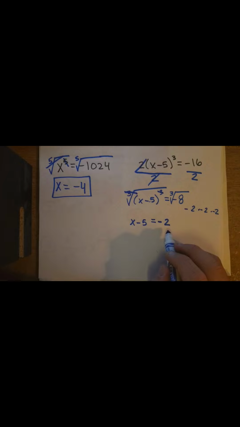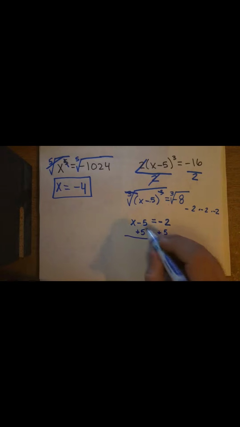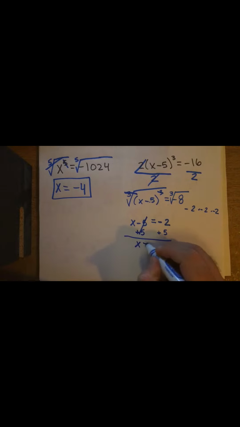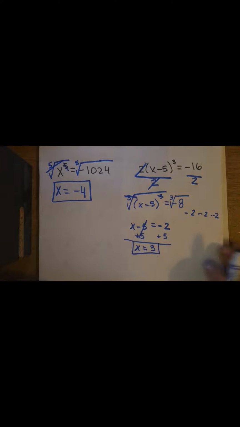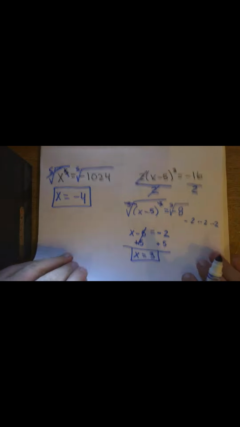This becomes a very simple equation to solve. All I do is add 5 to both sides. x equals, and then negative 2 plus 5 is 3. Okay, sorry. So, there you go.